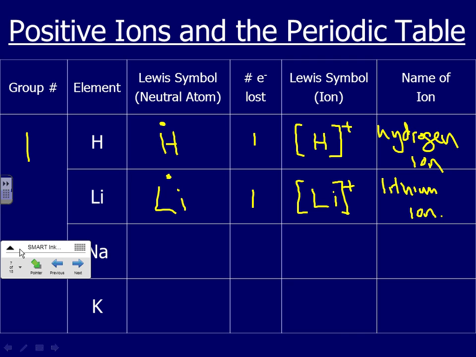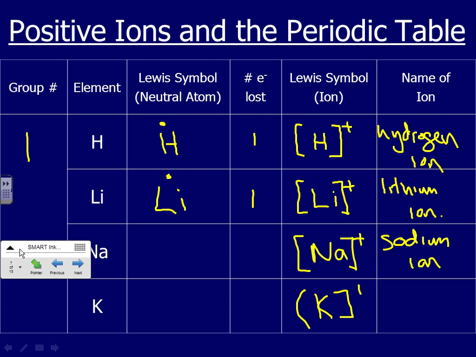Roll on group 1. I'm not going to do all of it. I'm just going to do the ions here. Notice in the Lewis diagram of the ions, I put no dots because they've lost that dot. There's no dots there. And K, yeah, that's supposed to be a square bracket. But that's the ion. Any questions or concerns?